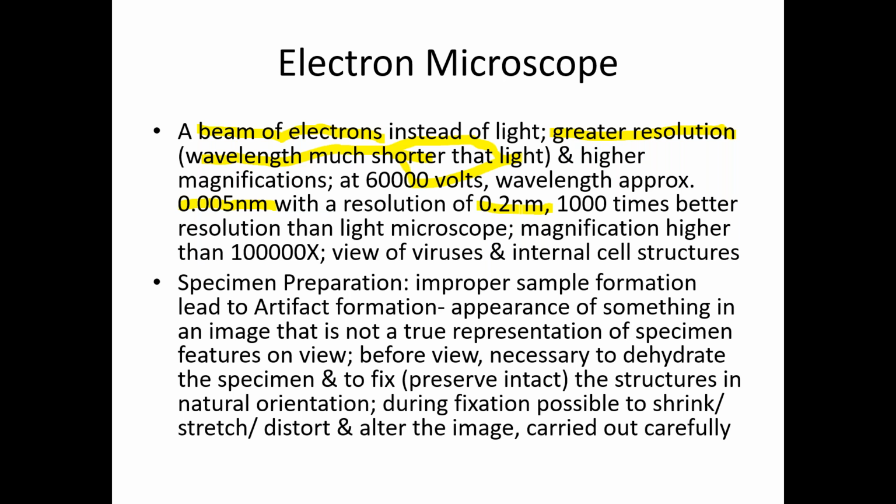Clear? So the resolution of the electron microscope is 1000 times better than that of the light microscope. Now, as a result, the magnification is also much higher than the light microscope. In the light microscope, the magnification was around 1000x, whereas here it is 1, 10, 100, 1000, 10,000, 1 lakh.